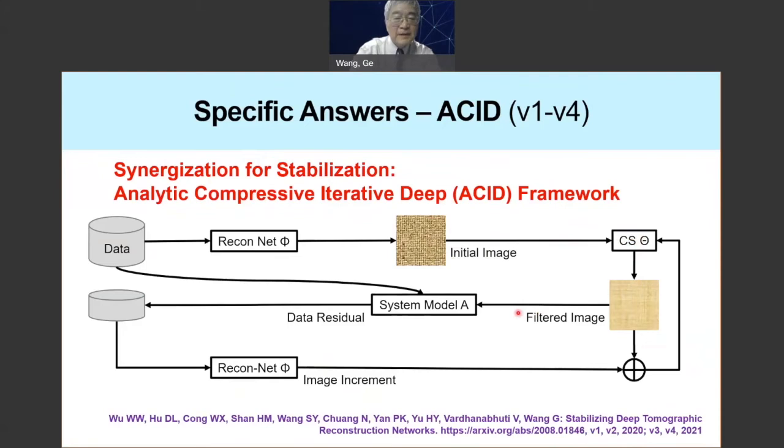It is a filtered image. Then we use an analytic operator, which is a system model, to predict what the data will be based on the current image. We compare this predicted data with the real measurement, and you see the data residue. The residue indicates the necessity for image correction. So this residue data is input to the same deep neural network, and we get an incremental image. The incremental image is added on top of the current filtered image. You get a new image. This new image is filtered again. So step by step, you improve the reconstruction results.